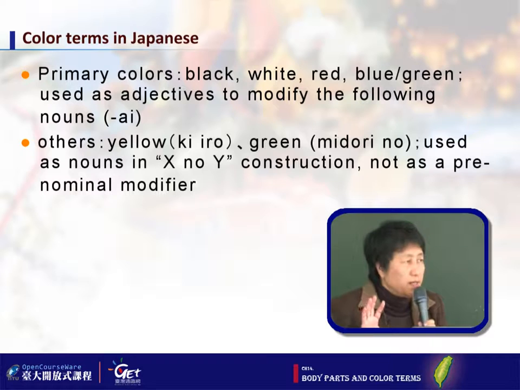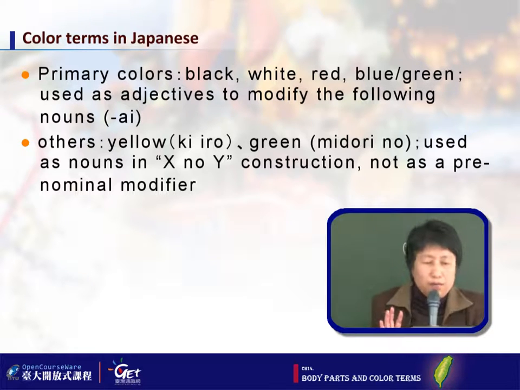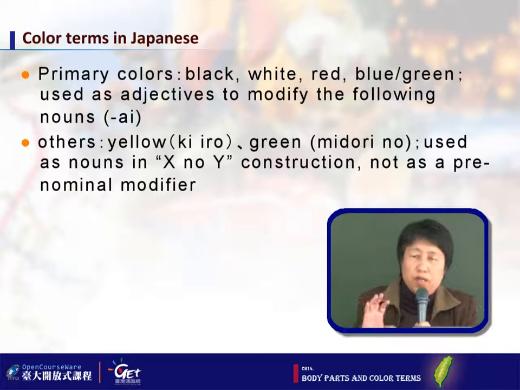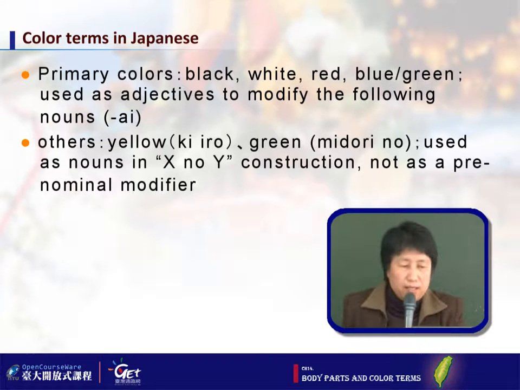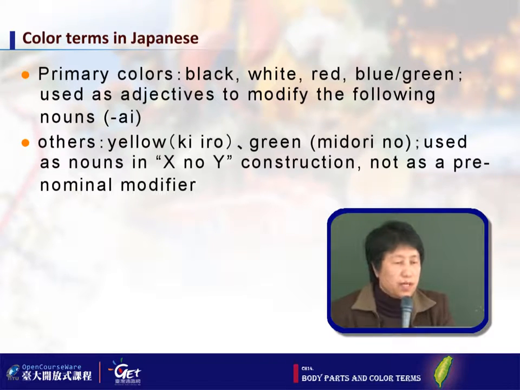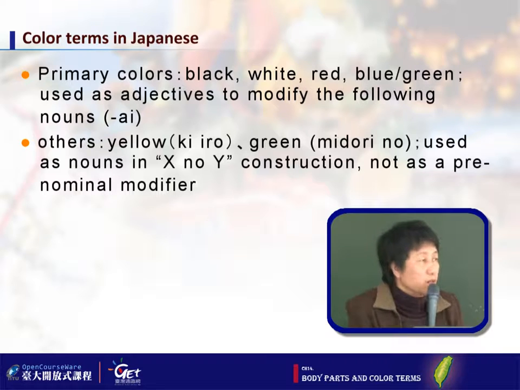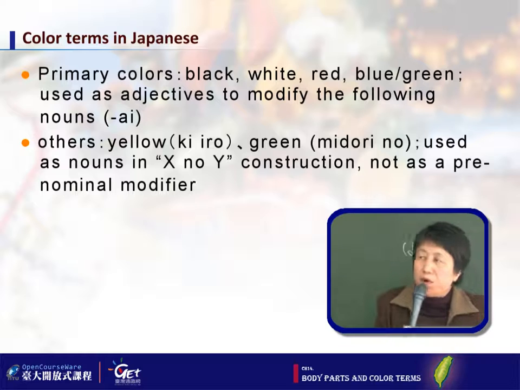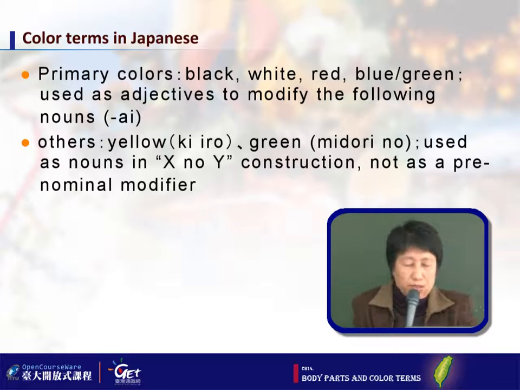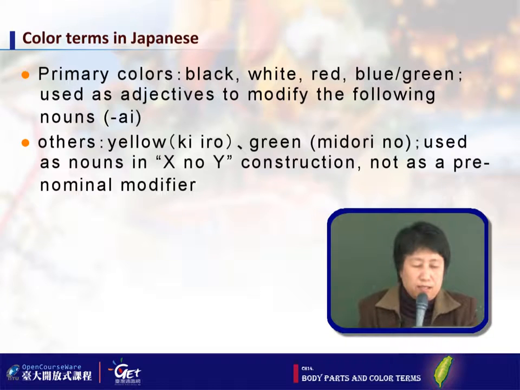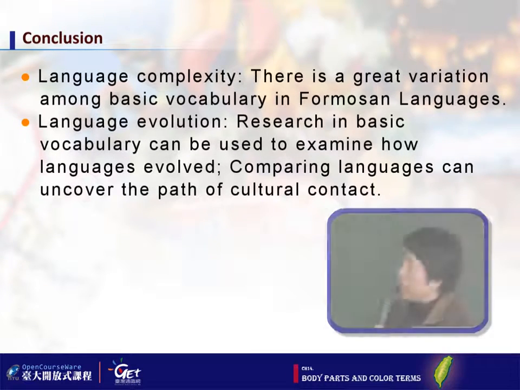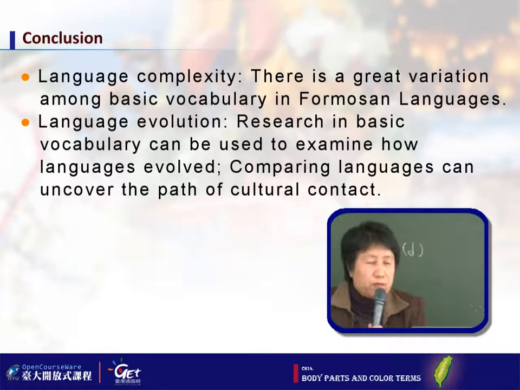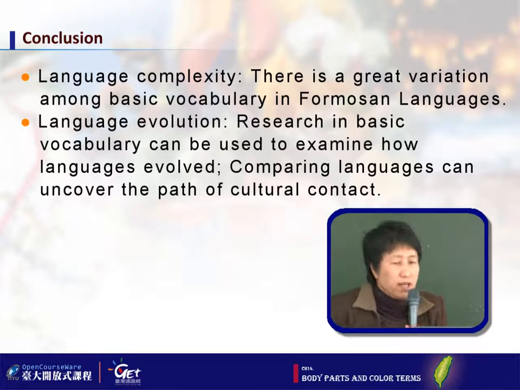So you can see that if we look at the structure of the vocabulary, then we know whether they belong to the same type or not. Japanese is a good example to show that they divide colors into two types. One is the primary colors, and the other one might be borrowed or maybe later developed. So they develop two different patterns of usage there.